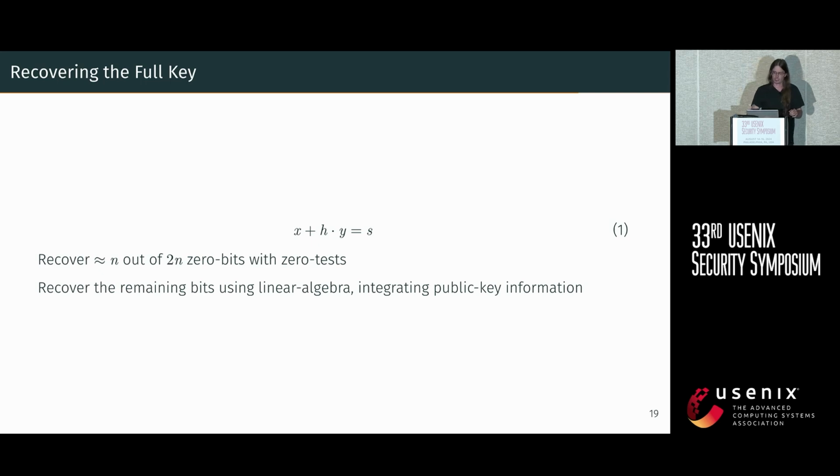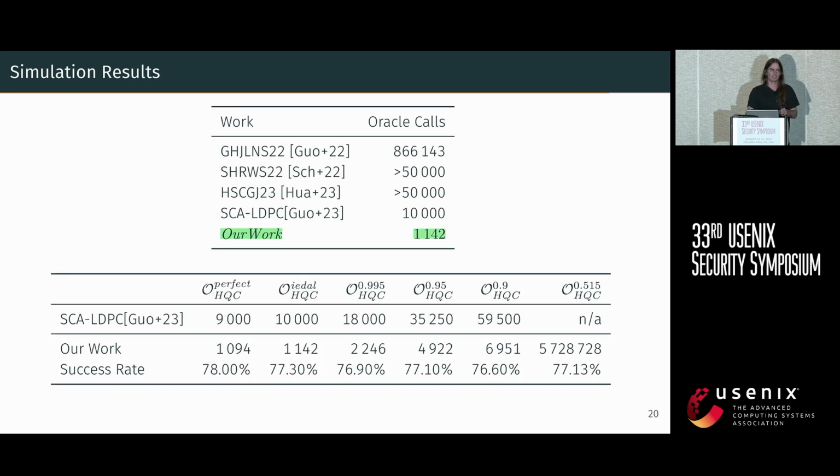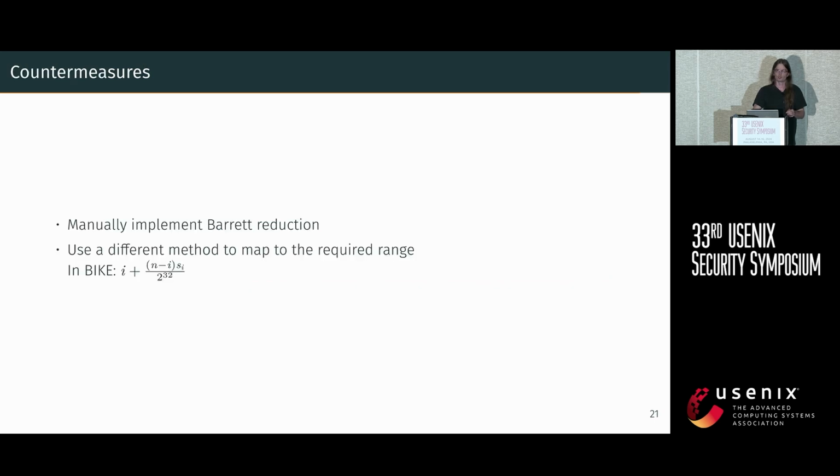So we implemented this attack and evaluated it, and achieved an 8-fold reduction from previous work, and have a success rate of about 78%. Now, to fix this vulnerability, you can either manually implement these Barrett reductions or use a different method to map to the required range.